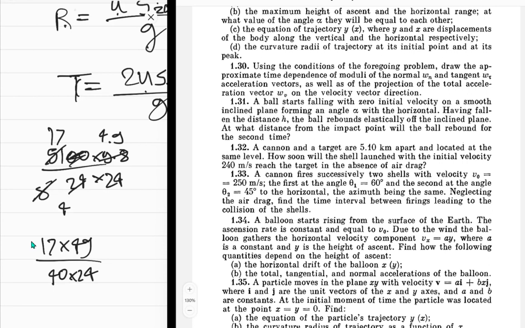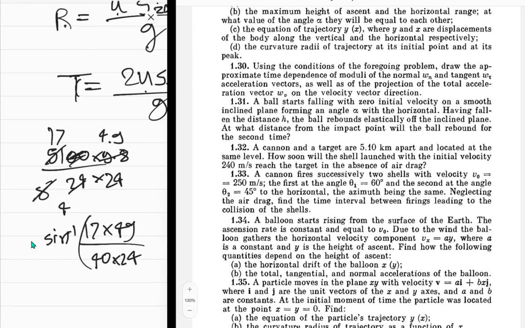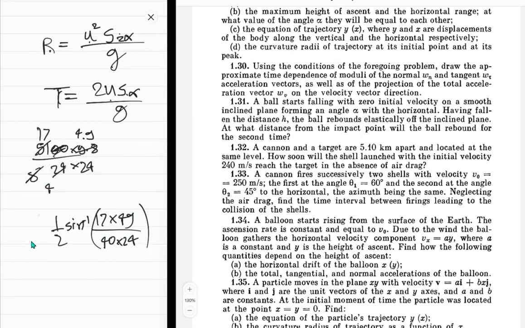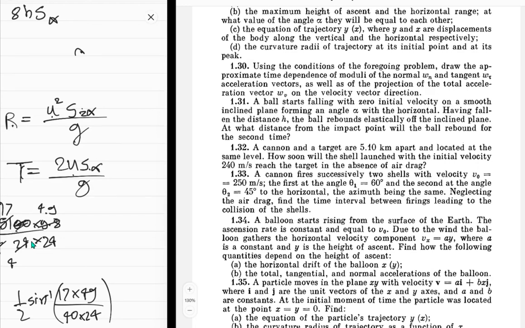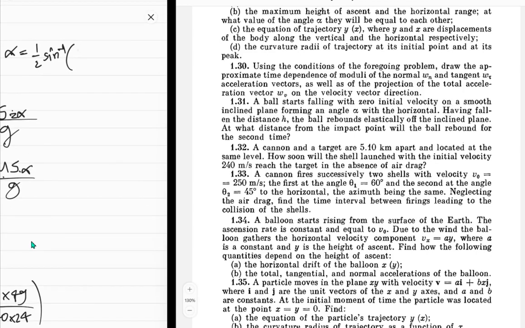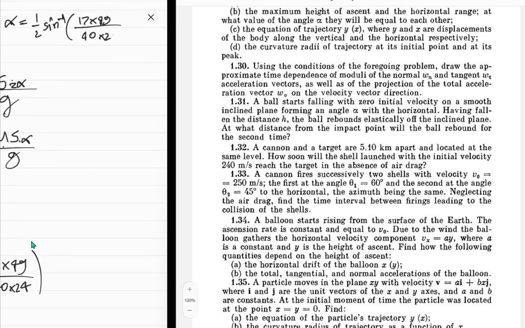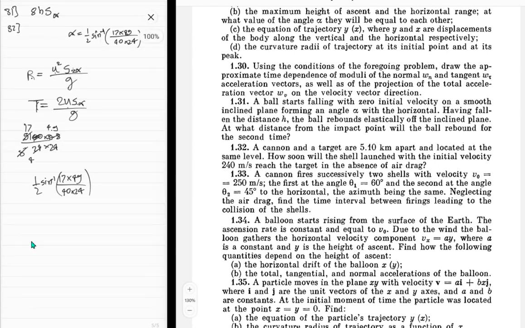So you know what? Scrap that. I'll just say sine inverse of this, whatever that is, we don't care. Half of that, right? And then sine of that, whatever that is. Or in fact, even better, just say alpha is equal to half sine inverse of 17 into 49 upon 40 to 24. Because seriously, how would we calculate this kind of huge thing? Okay, once you have that, just put this thing in there and you are done.